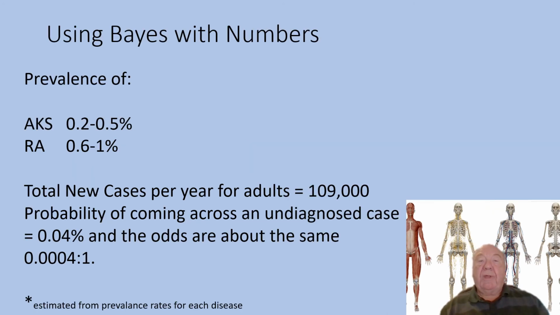Okay, so let's assume we know nothing about this patient. They've come in, we've got no indications they have an instability there, or that they don't have an instability there. So what we can use now are prevalence values for the conditions that produce instability. In this case, the two big ones are ankylosing spondylitis and rheumatoid arthritis. Apparently, there are about 109,000 new cases a year of both. And the probability of coming across an undiagnosed case, which is what we're talking about, is about 0.440%. And the odds come in at about 0.0004 to 1.